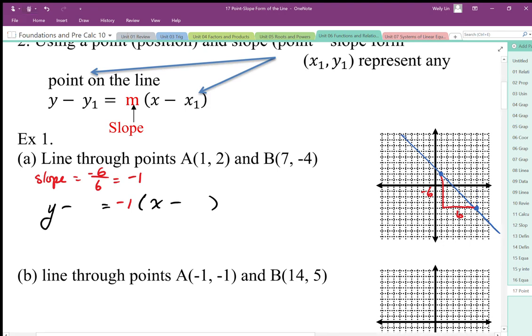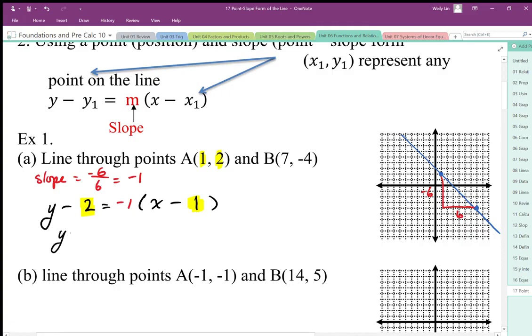So I'm going to just use one of these 2 points because it's already given to me. It doesn't matter which one I plug in, just as long as I make sure my x's and y's are in the right spot. There's my y, there's my x. So I'm just going to plug those numbers in. y is 2, x is 1. I'm done. I don't need to calculate the y-intercept here. I can see that my y-intercept is 3, but this is my equation of my line.